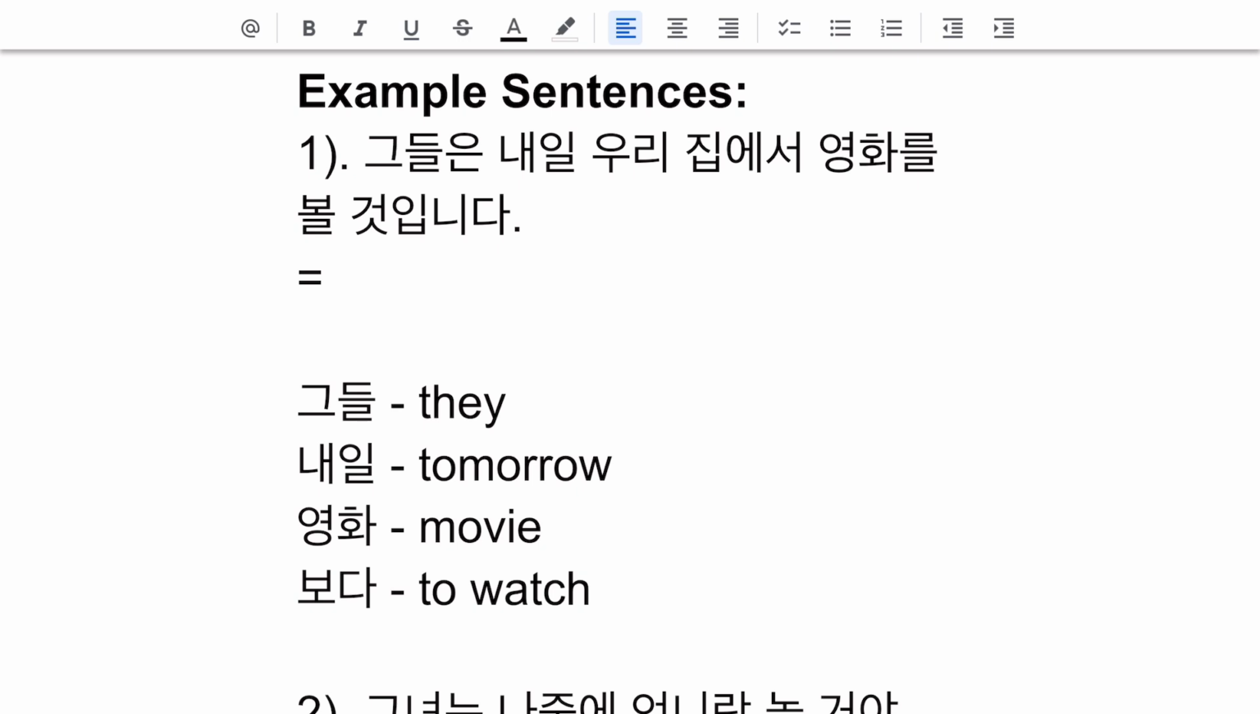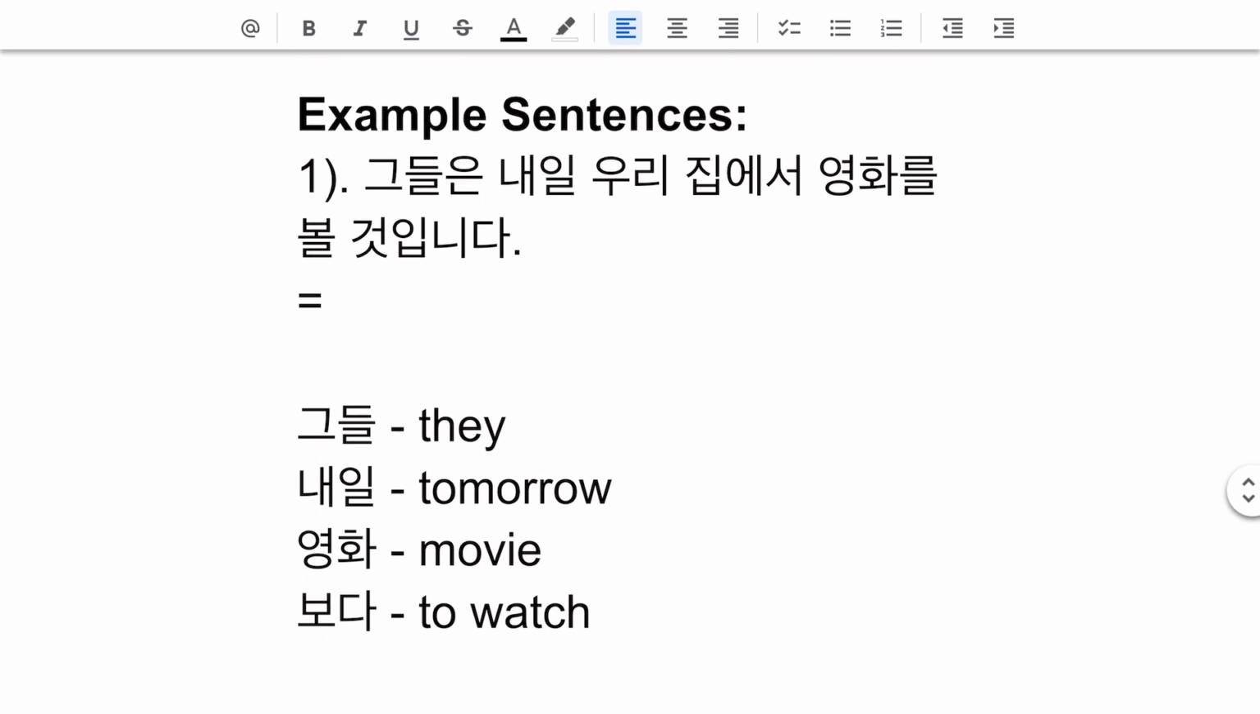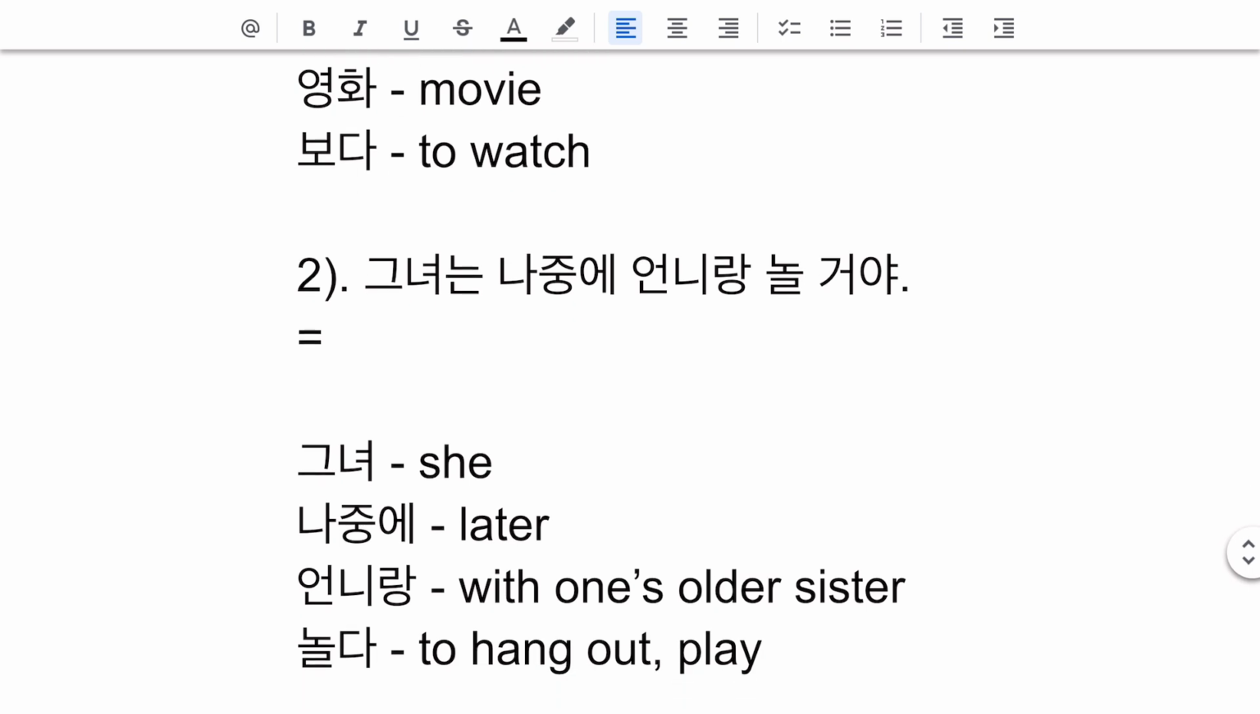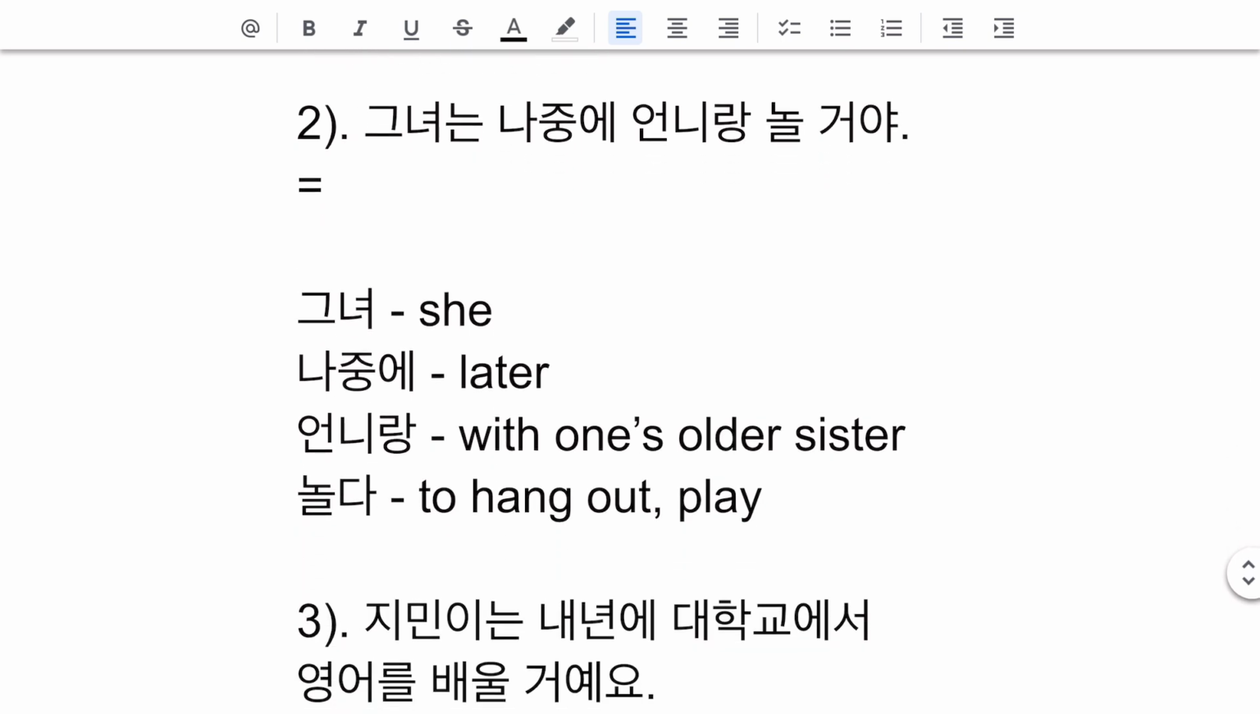I'm gonna leave it blank in case anyone wants to try it on their own and not get spoiled with the answers. So number 2, 그녀는 나중에 언니랑 놀 거야. 그녀 means she or her, and then 나중에 means later.